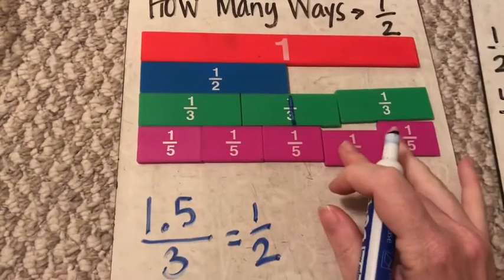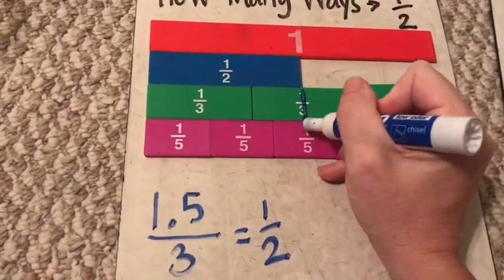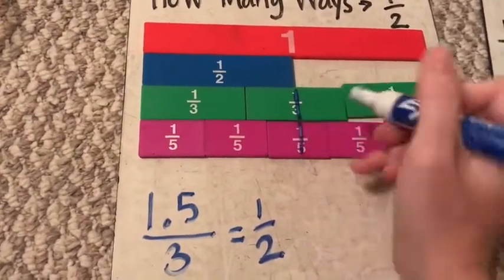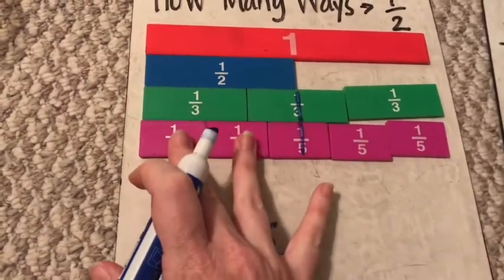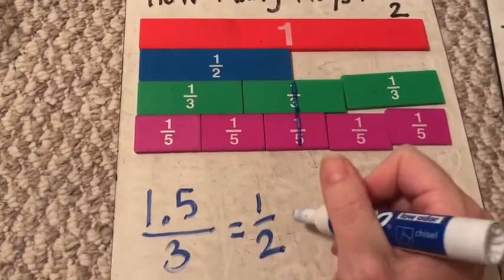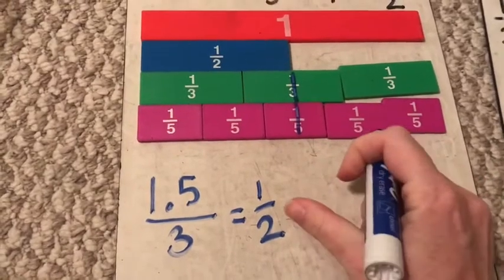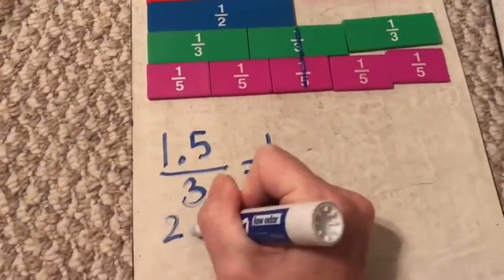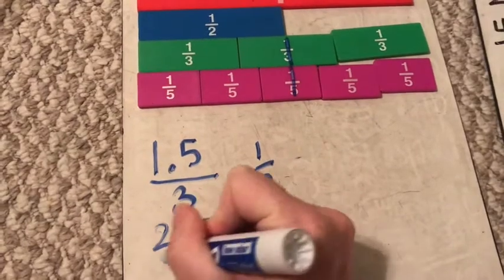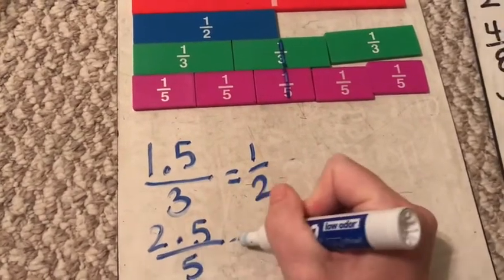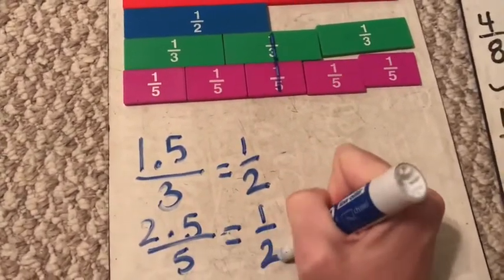Let's look at these fifths. 2 and then half of that fifth. So 2 1/2 fifths, is that the same as a half? Looks like it to me.